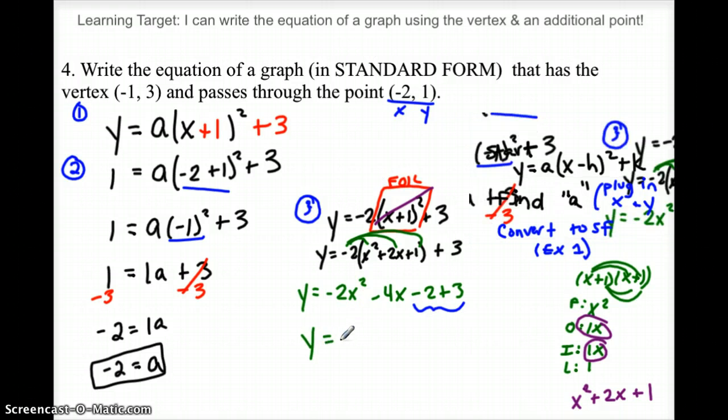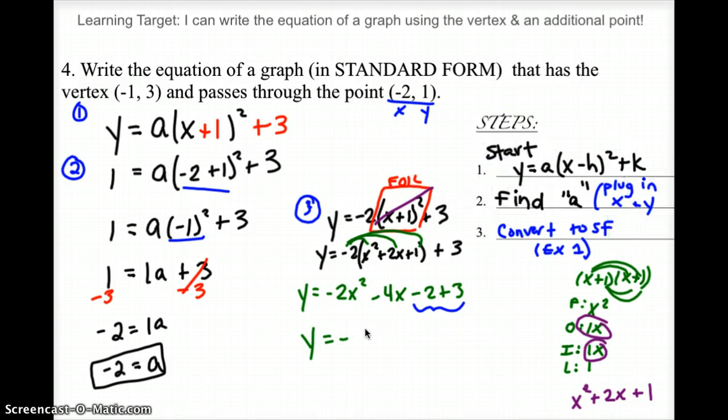So as a final answer, it would be negative... I'm not sure just what happened. There you go. Sorry about that. That was weird. Negative 2x squared minus 4x, and then plus a 1 at the end. So there would be my equation in standard form that goes through the vertex -1, 3, and the point -2, 1.